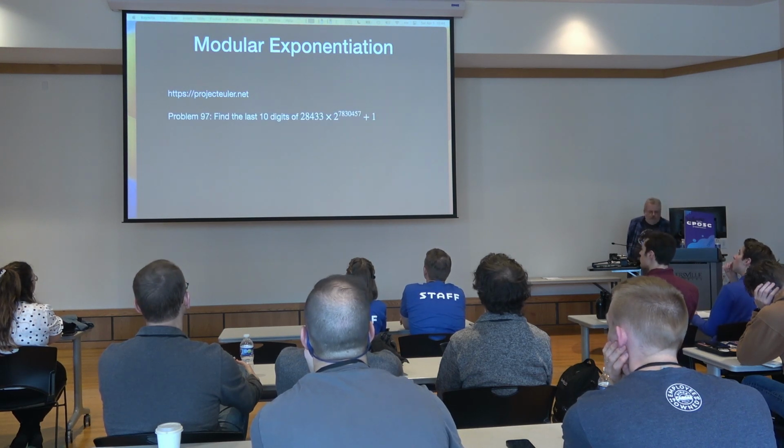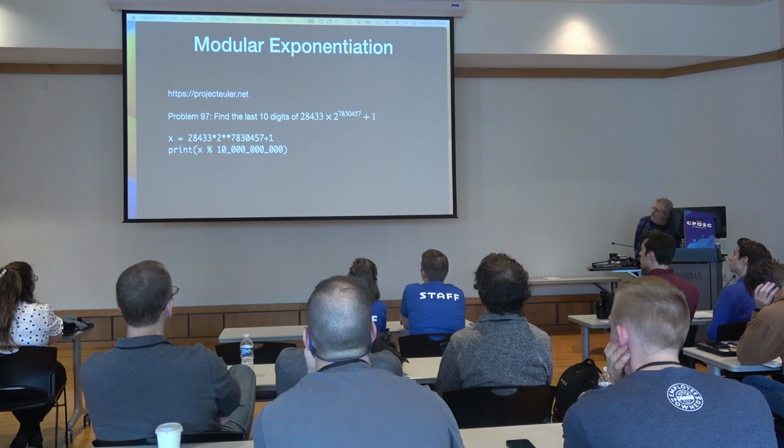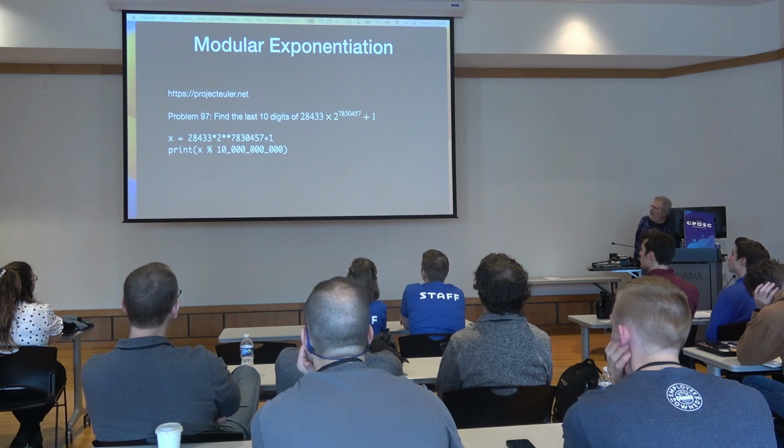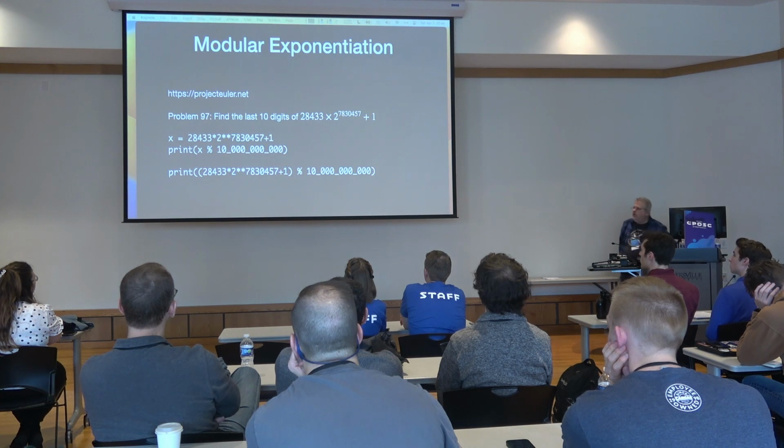This is another Project Euler problem where you had to find the last 10 digits of a ridiculously huge number, which is a very, very large prime number. I think it's the largest non-Mersenne prime number that's known, at least when they wrote this problem. So I tried doing this two different ways.